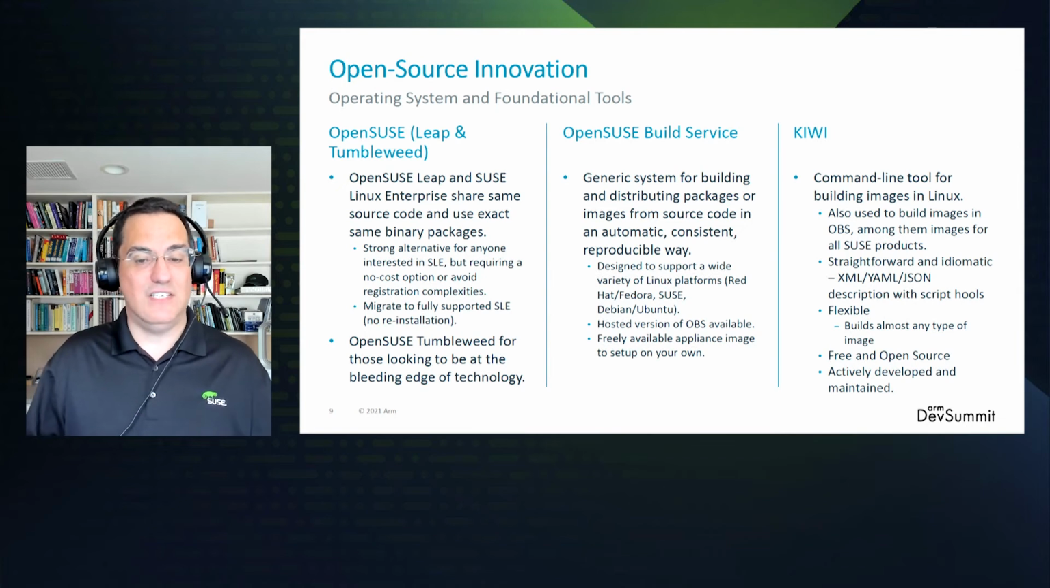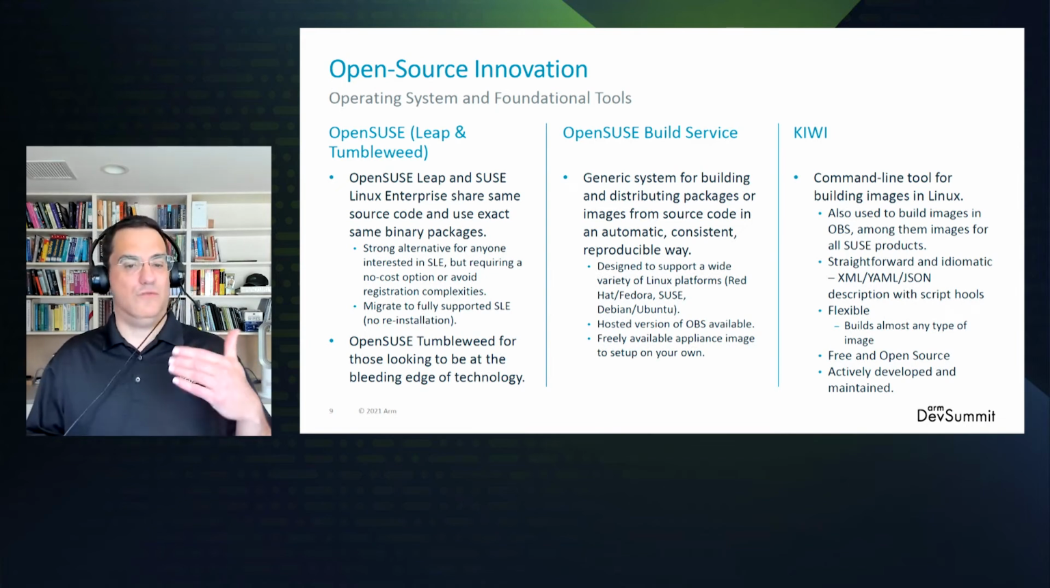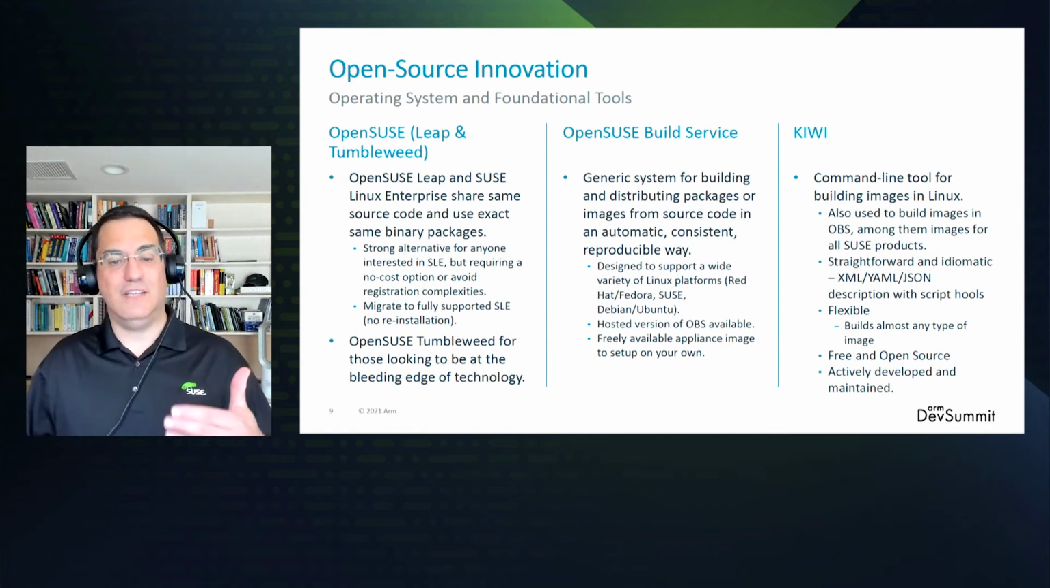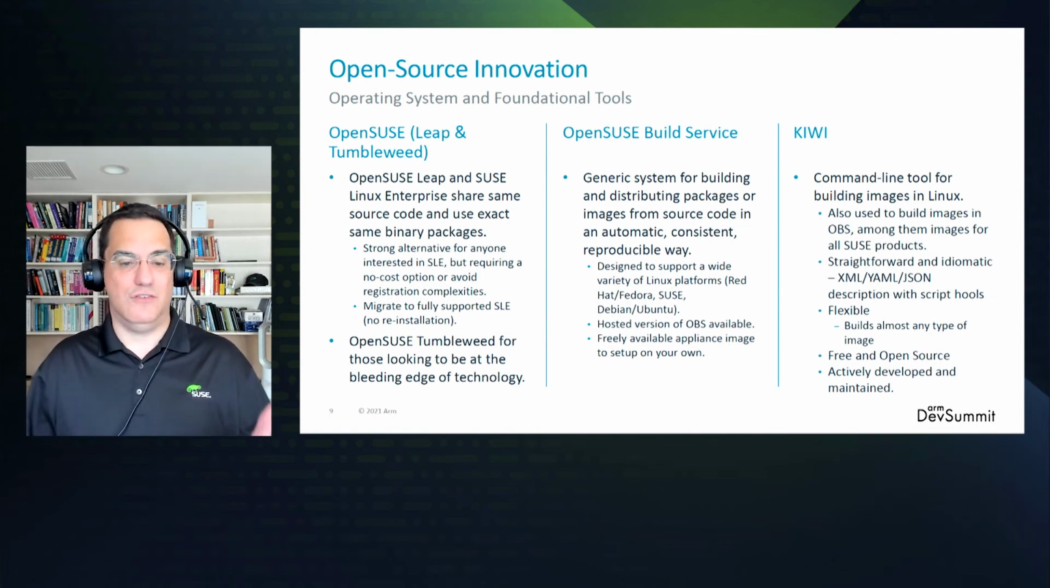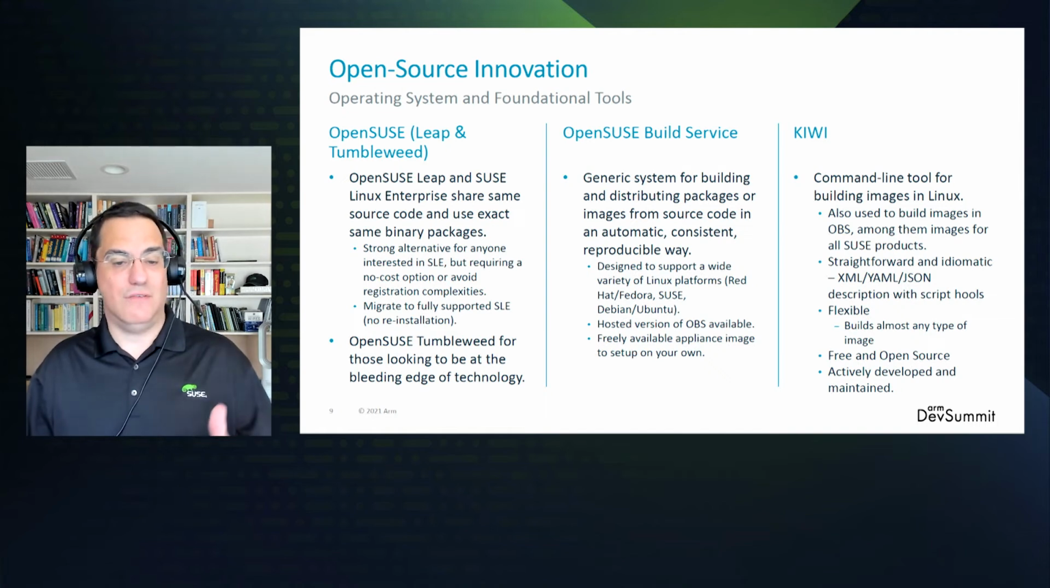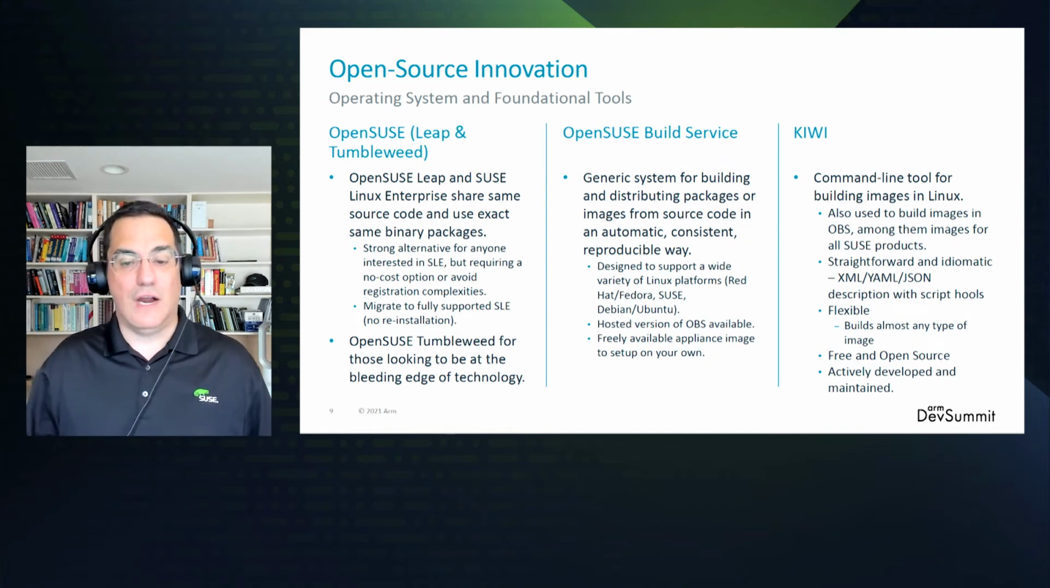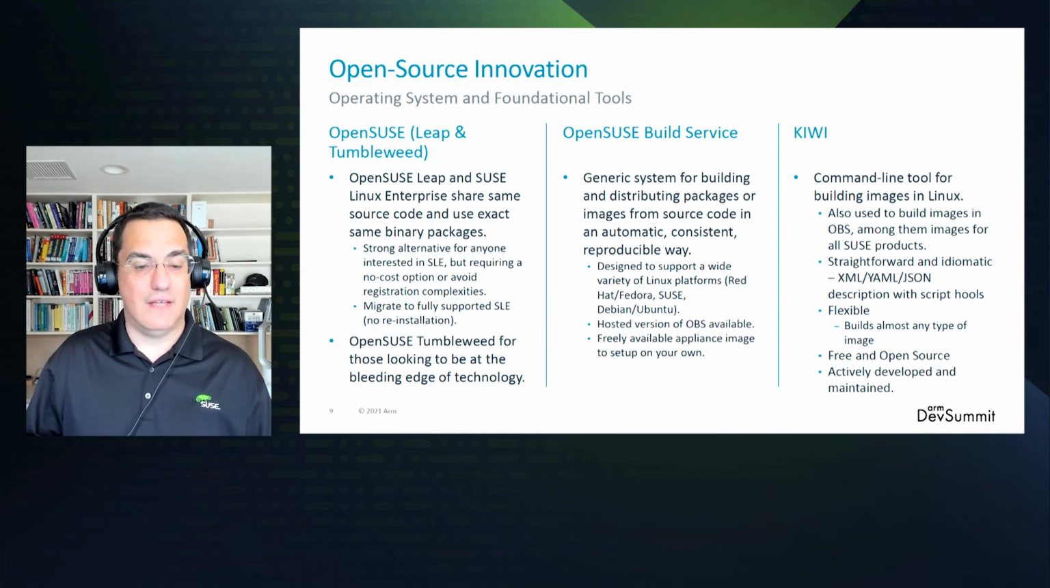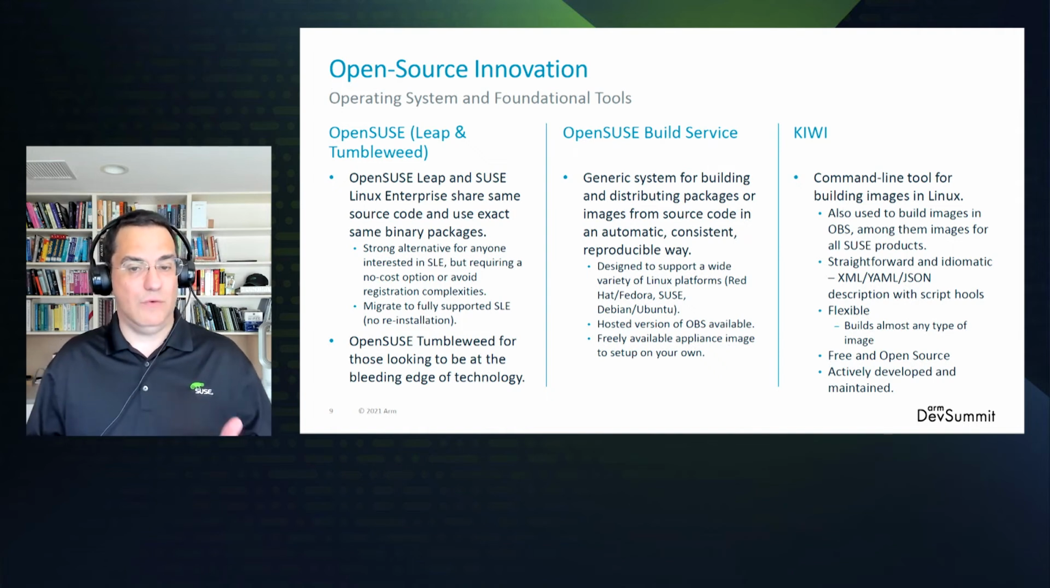openSUSE Build Service is a generic system for building and distributing packages or images from source code. It's designed to support a variety of Linux platforms and instruction set architectures. You build once and you make your packages available for SUSE, openSUSE, Red Hat, Fedora, Ubuntu, across ARM64, x86, and others. There is a hosted version of openSUSE Build Service online, or you can download the appliance image and set it up on your own. Last but certainly not least, there's KIWI.